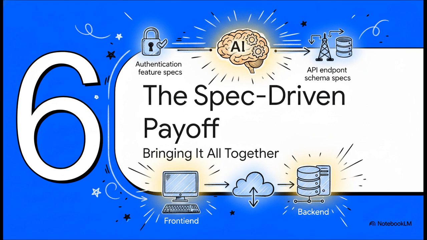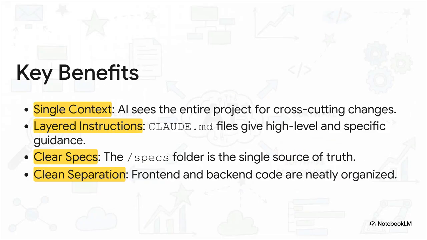Because we have specs for how our authentication should work, how our API should behave, and what our database looks like, we can ask the AI to implement this entire complicated feature across both the front end and the back end all in one shot. So let's just recap the huge wins here. First, the AI has a single context. It sees the whole project, so it can make intelligent changes to both the front end and back end at the same time. It's not guessing, because it has those layered instructions guiding it. And that specs folder, it becomes the undeniable source of truth for everyone and everything working on the project. The result is a code base that stays clean, organized, and way more predictable.